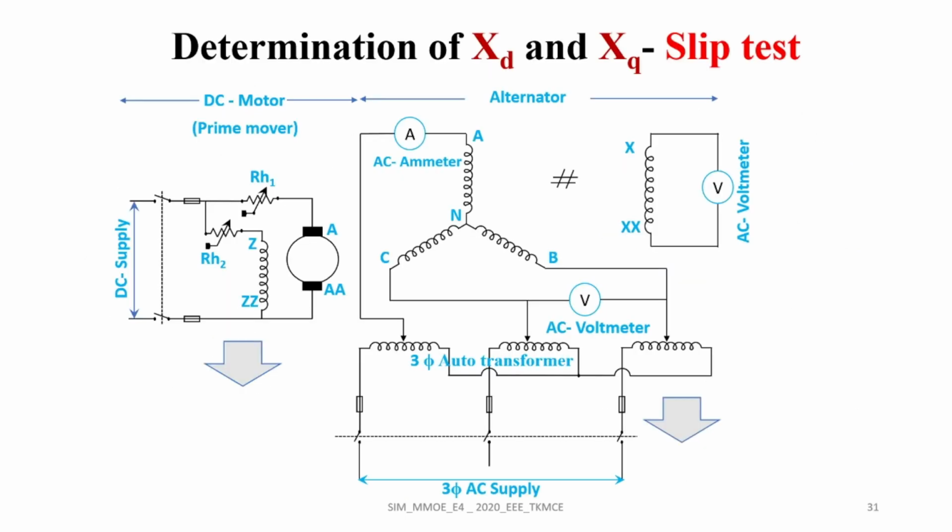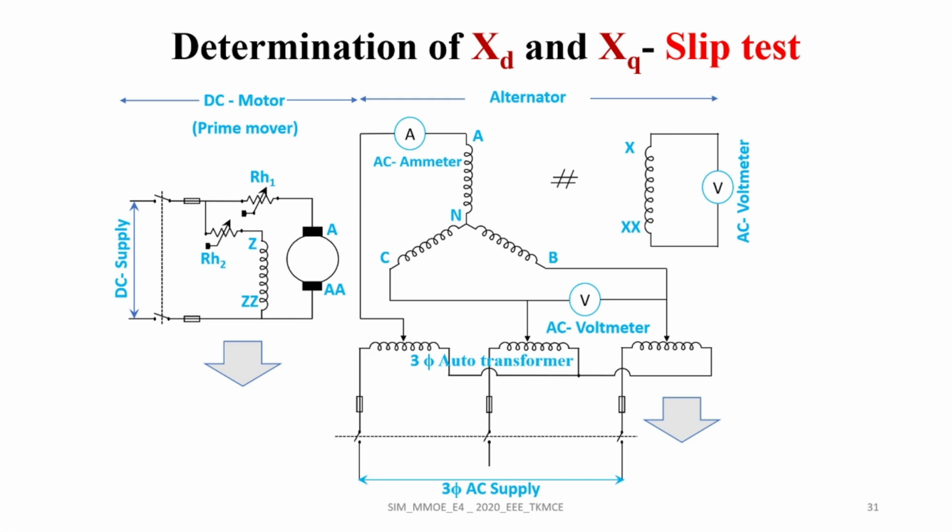Now let's come to the experimental setup for the slip test, that is, the test used to find X_d and X_q experimentally. There are three important things here. One is the prime mover, another one is the alternator. In the alternator, the field is unexcited; the field winding is not energized. Instead, here we are connecting a voltmeter. Then the third thing is a three-phase auto transformer.